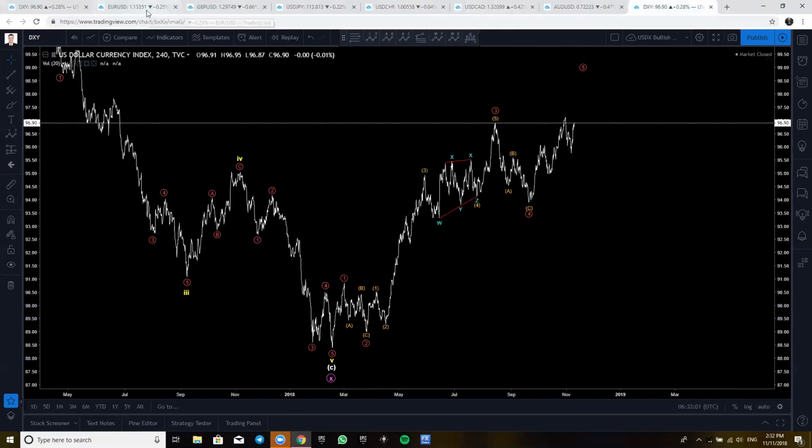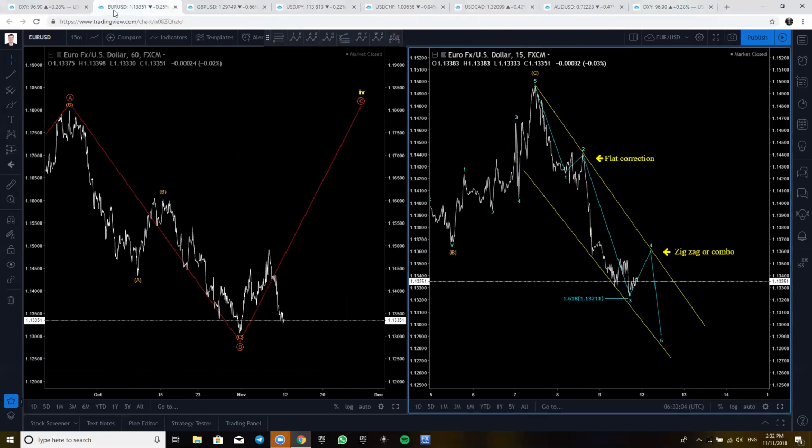So in the immediate time, I'm going to take EURUSD. I'm going to wait for a correction. I'm going to sell, and then I'm going to see what happens from there.